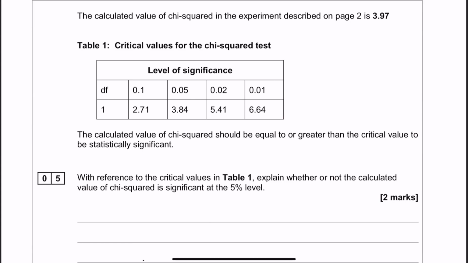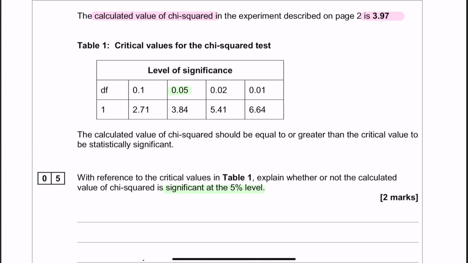Right, so question number five is the second statistical test question in the paper, and this one is all about establishing significance. Okay, so we're given a lot of information in the question. We have the calculated value, which is 3.97. We also know that we are at a 5% significance level, which is 0.05 in the table.